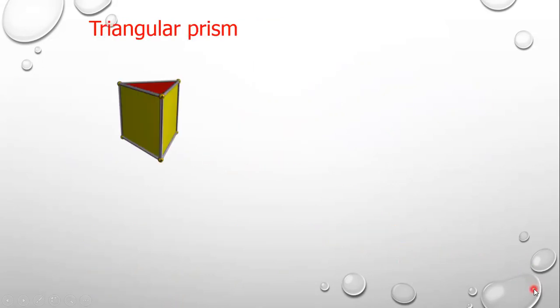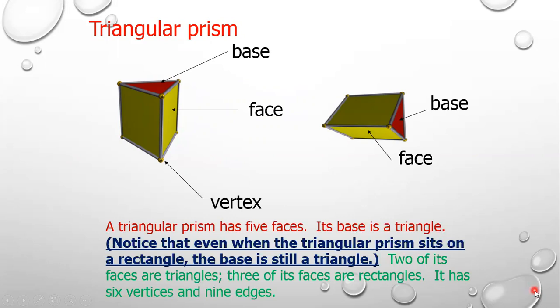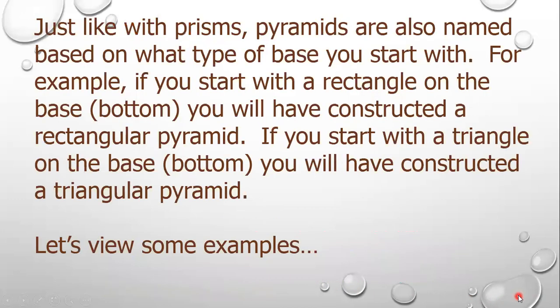Then if you look at a triangular prism, of course, the base here is a triangle, or the base is triangular. You can see where the base is. You can see the face. You can also see the vertex. Also another diagram which clearly shows the base and then the face. A triangular prism has 5 faces. Its base, of course, is a triangle. Then 3 of its faces are rectangles, so that means that it has 6 vertices and 9 edges, but the faces are 5. Out of the 5, 2 are triangles and 3 are rectangles.